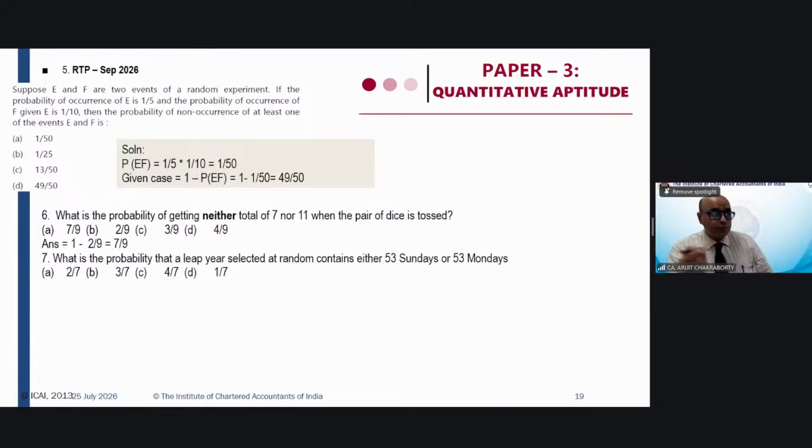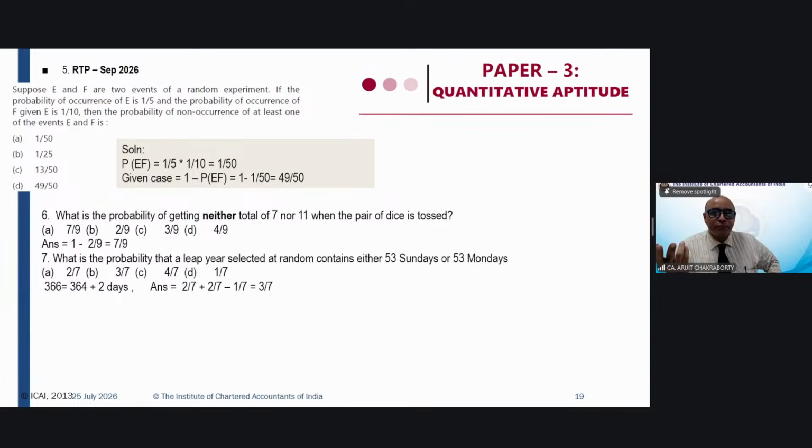The 7th question from the RTP 2026 September, the latest current one, is most important for our preparation. What is the probability that a leap year selected at random contains either 53 Sundays or 53 Mondays? Here I've just shown the reasoning. It is a leap year, please note. So please be very careful to read the question for every chapter. But in probability, more concentration and focus is required because every word can have a different calculation, a different consequence. Here it is given that it is a leap year.